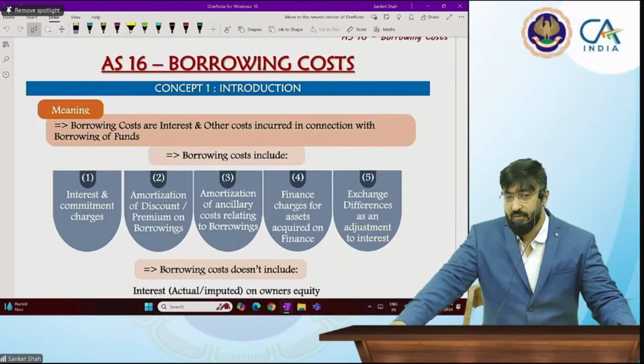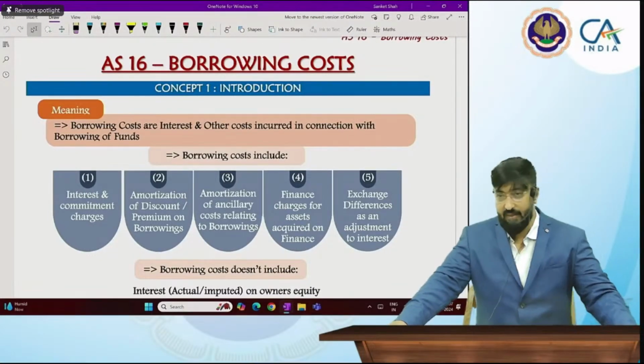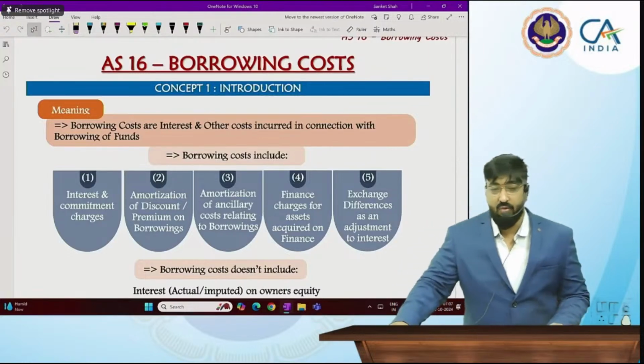Tangible or intangible assets? No. An asset which takes more than 12 months, a substantial period of time. Yes, substantial period. It's okay, now you are recalling it.